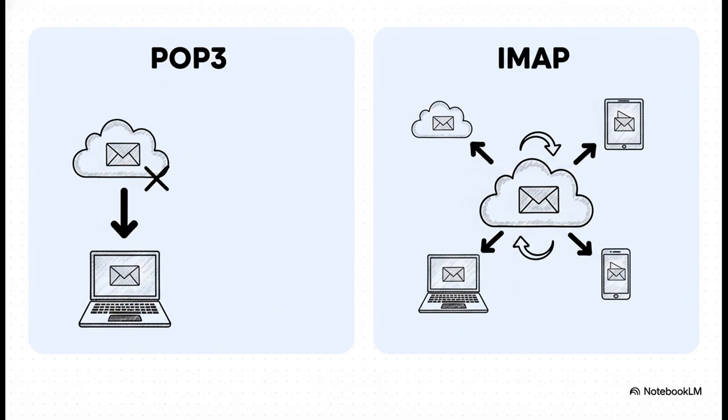POP3 is kind of the old school way. It's like physical mail. Once the letter is delivered to your house, it's gone from the post office. It pulls the email down to one device and usually deletes it from the server. But IMAP is the modern standard. It syncs your mail. The email stays on the server, so if you read it on your phone, it shows up as read on your laptop too. It's why your inbox looks the same everywhere.